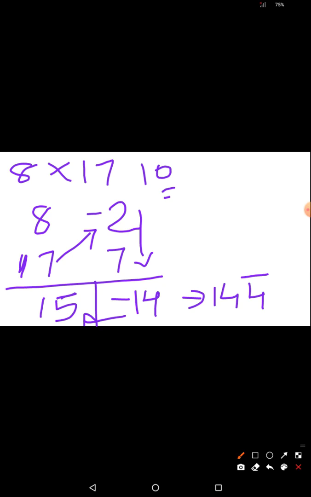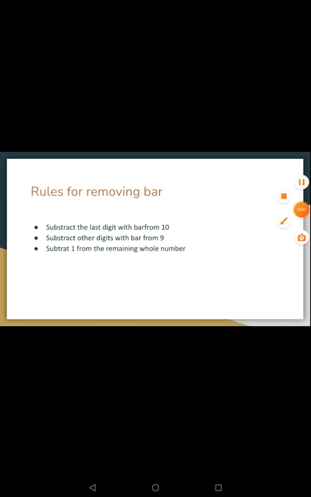Now we are multiplying two positive numbers, so the answer is definitely a positive number. So you have to remove this bar representation, and for removing the bar you have to follow certain rules. Let's see how we can remove the bars. From the previous slide we got this as the answer: 14 with a 4 with a bar. Now you have to remove this bar and make it a positive integer. How can you remove this bar?